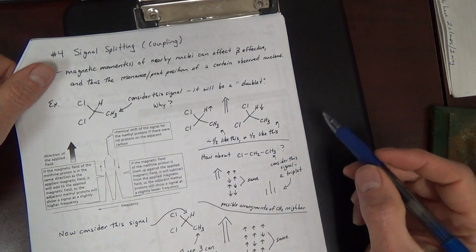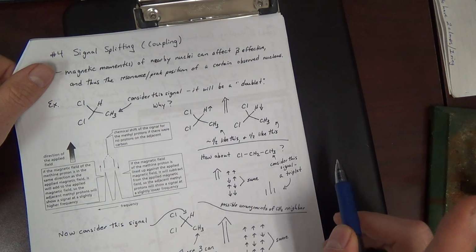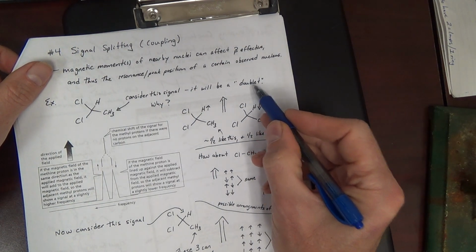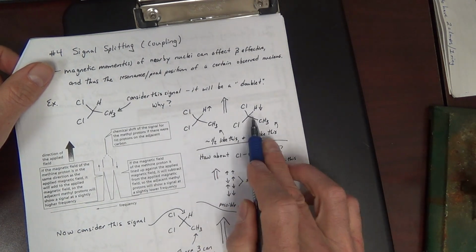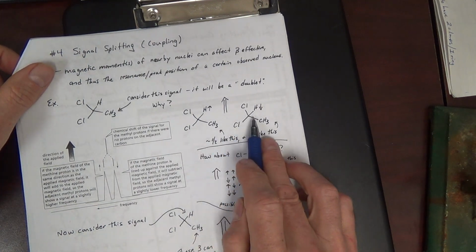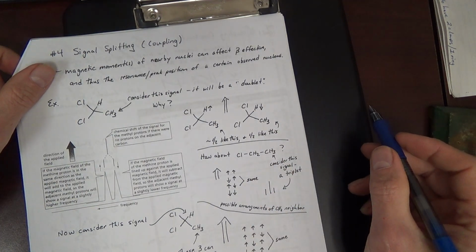But we don't call it two different signals. We call it one signal, but it appears as two lines. It appears as a doublet. One line for each situation. Essentially one line for each B effective. And that's why we get a doublet.